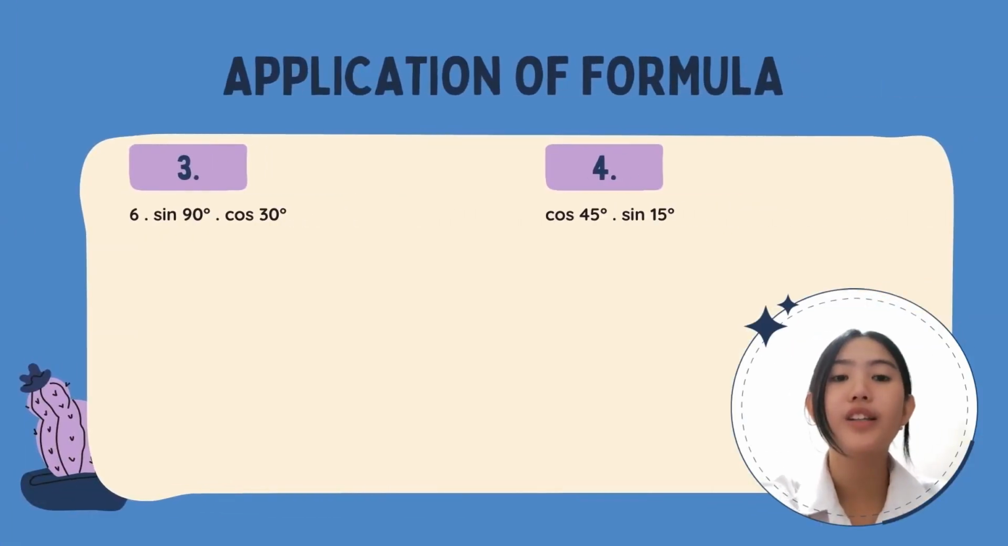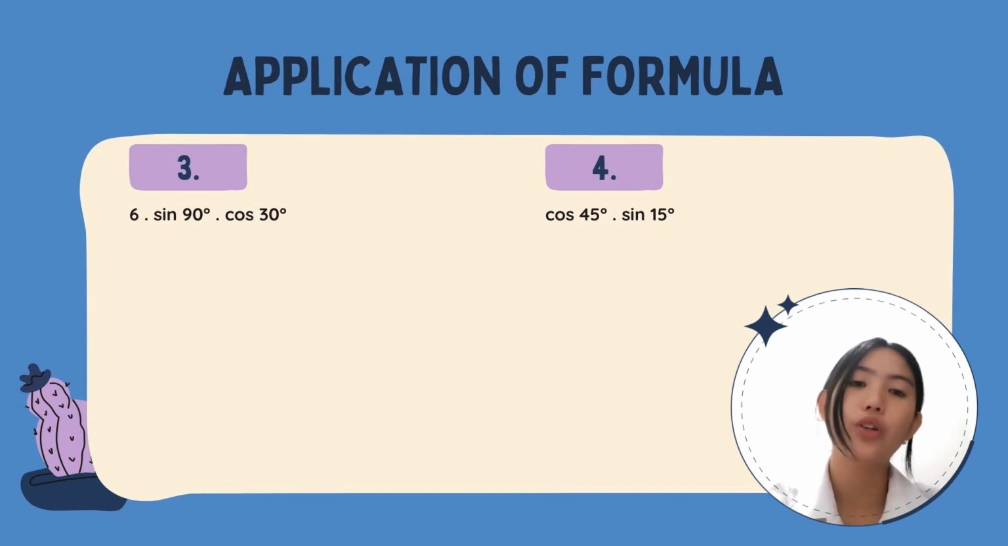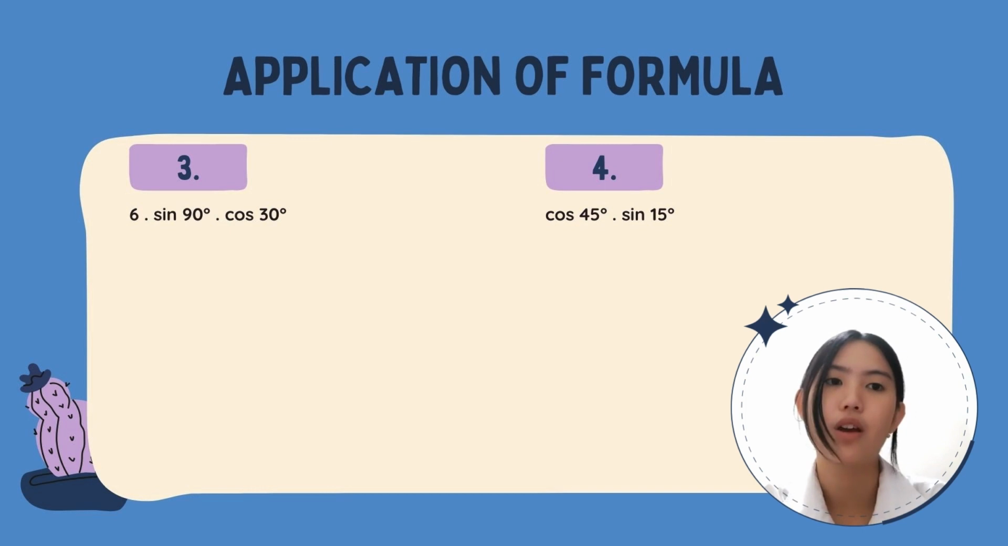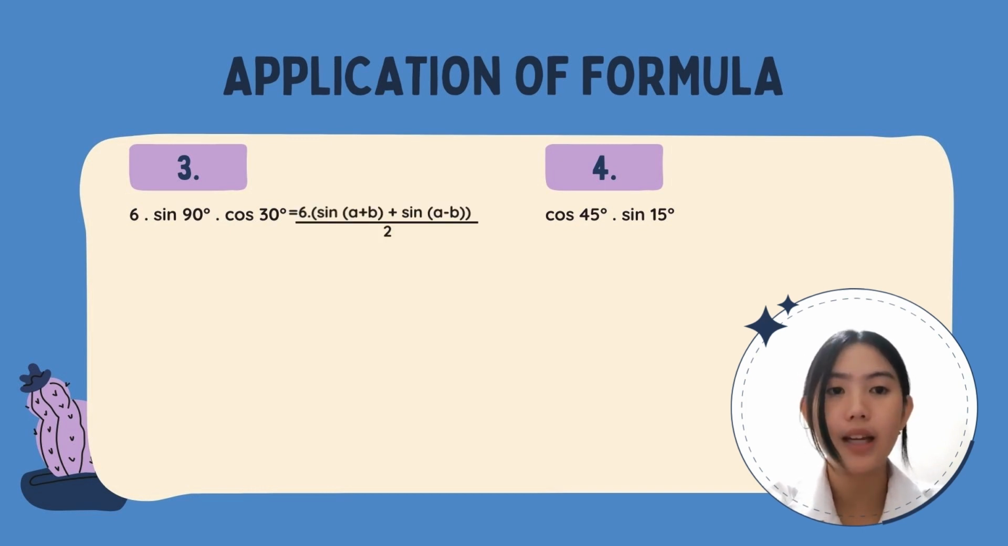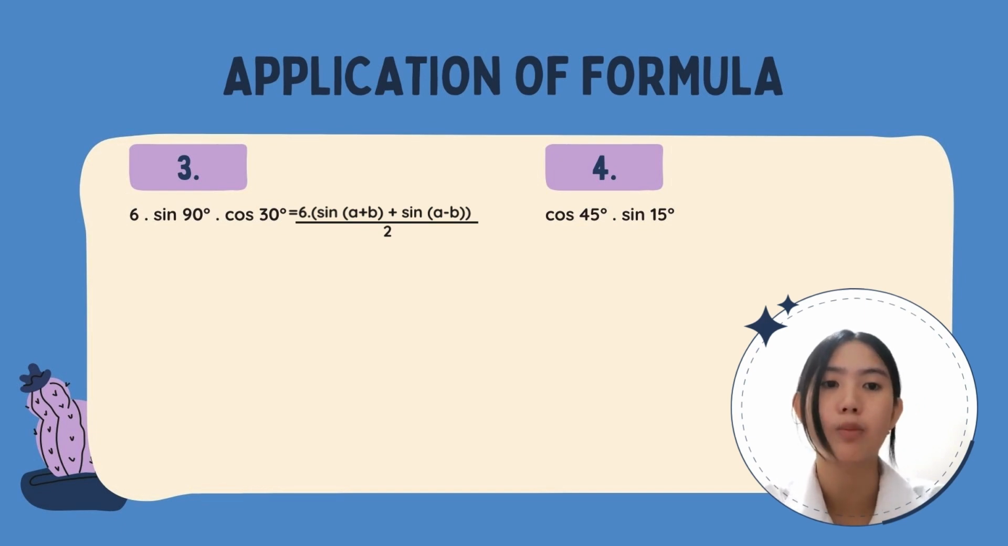Okay, now moving on to the next question, we have 6 sin 90 degree times cos 30 degree. For this question, we're going to use the formula of sin A times cos B. And don't forget there's 6 in front of the question itself. So what we're going to write down is 6 times in the bracket sin in the bracket A plus B plus sin in the bracket A minus B over 2. Since we have 6 and 2 right here, we can cross them out. And don't forget to insert the value of A and B.